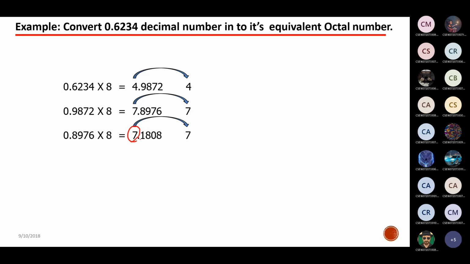Note down this bit. And again, after this, what I have to do? After noting down the value, again make it 0. Correct. So it will be 0.1808 into 8. So 0.1808 into 8 will give 1.4464. Tell me the final result which you are getting after decimal point.